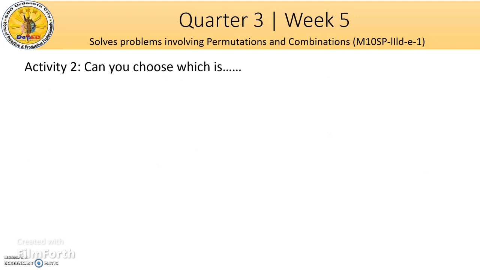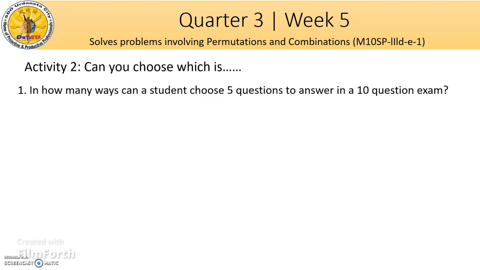Next problem. Activity 2. In how many ways can a student choose 5 questions to answer in a 10-question exam? This is a combinations problem, for the reason that whichever comes first among the 10 questions, it is allowed. So, you have 10 items, you will choose 5. So, you just know that it is a combination because there is no order. We have the substitution to the formula of combinations. We have an answer of 252 ways.